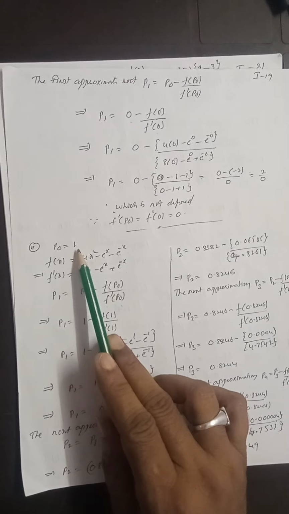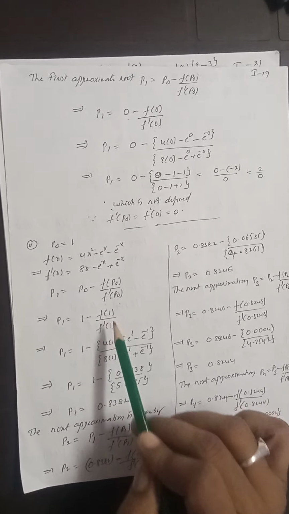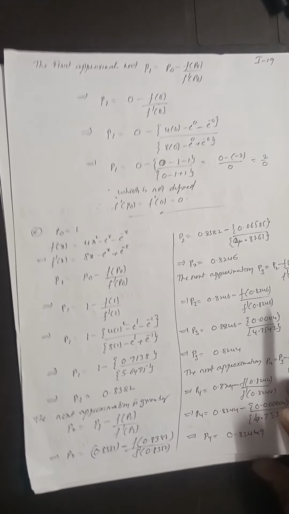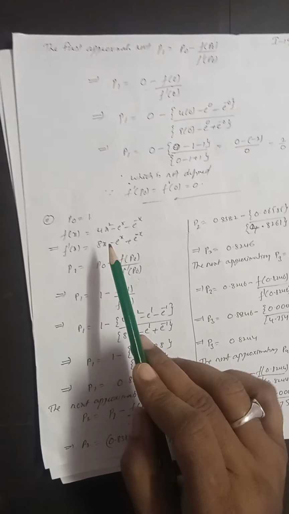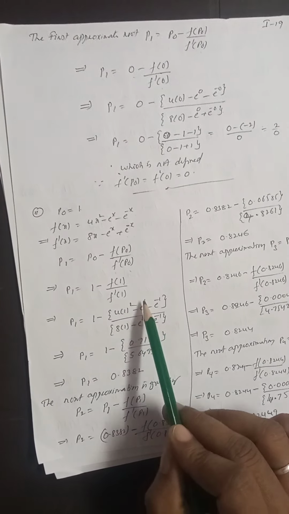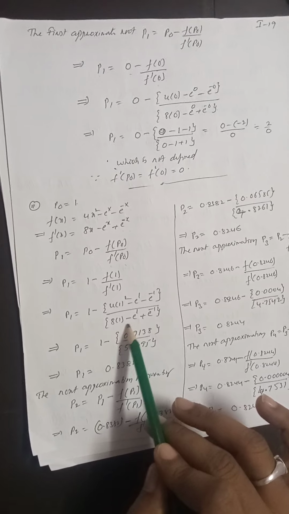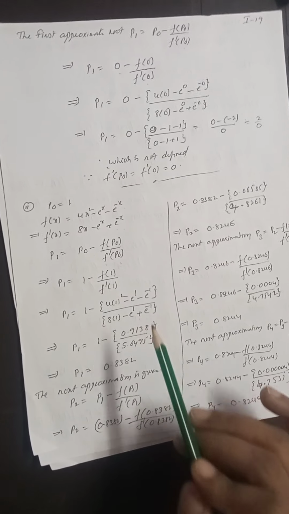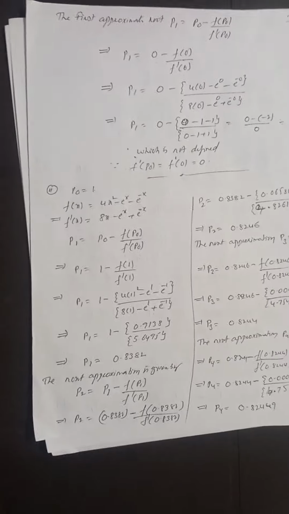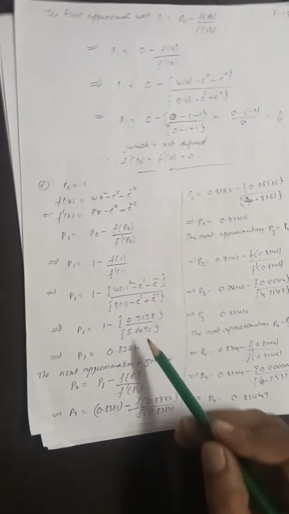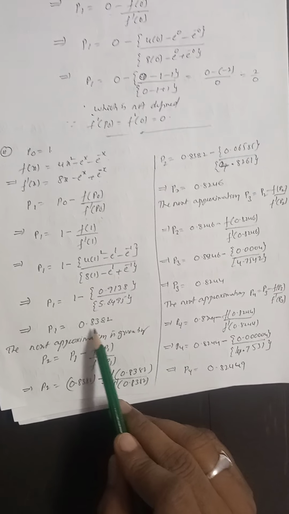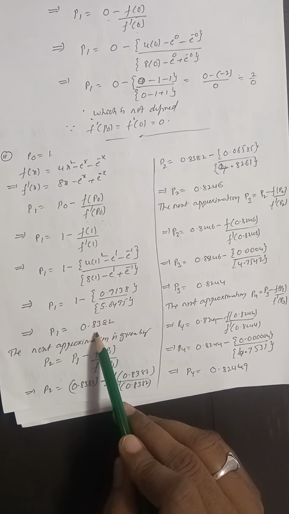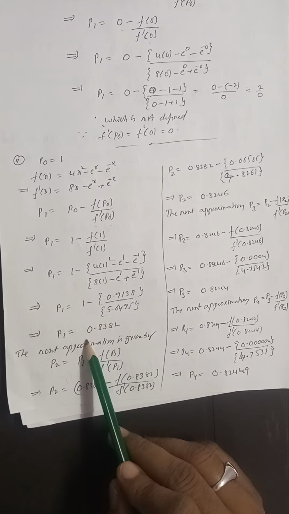Now here P naught we are choosing as 1. 1 minus f of 1 by f dash of 1. Now we are substituting the value of 1 in the given function, that means 4 into 1 whole square minus e power 1 minus e power minus 1 by f dash of 1, 8 into 1 minus e power 1 plus e power minus 1. Now you have to simplify this again using the calculator only. Calculate e power 1 value, and using the calculator, e power minus 1 also. Now by simplifying we are getting P1 is equal to 0.8382. This is the first approximate value.